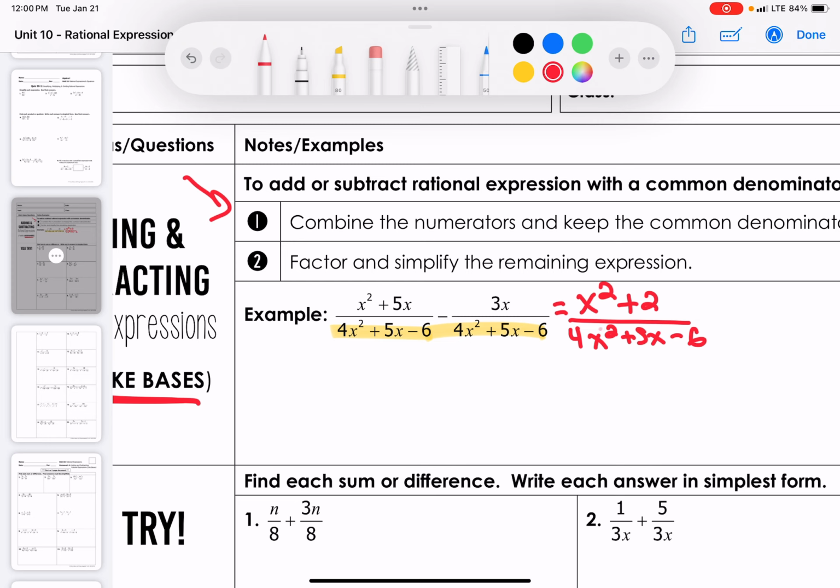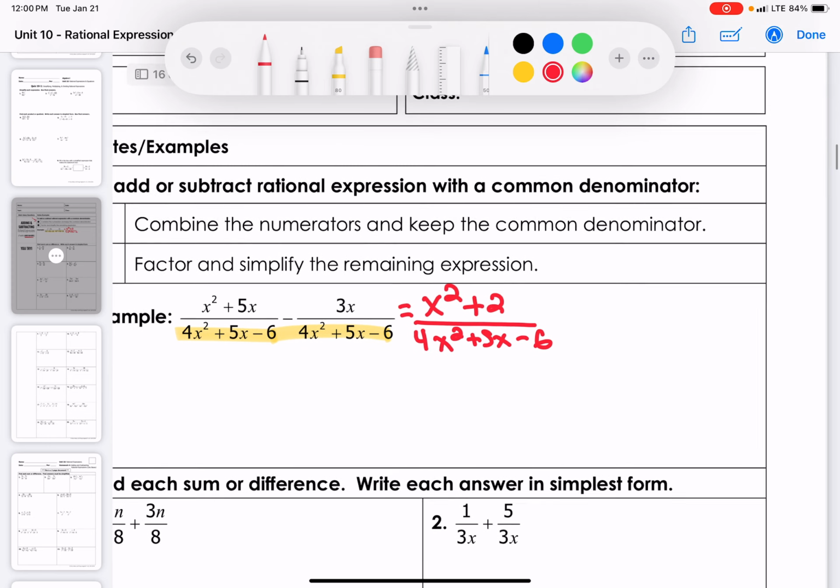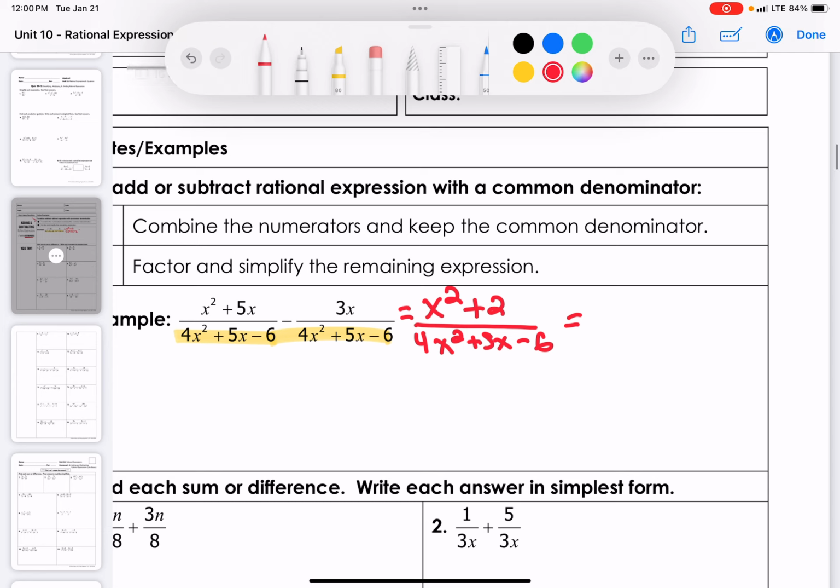All right, but we could still simplify this. So in my numerator, I got x squared plus 2x. What could I factor out? I could factor out an x, right? Now I'm left with x plus 2. That's in the numerator. I got to factor out my denominator now.